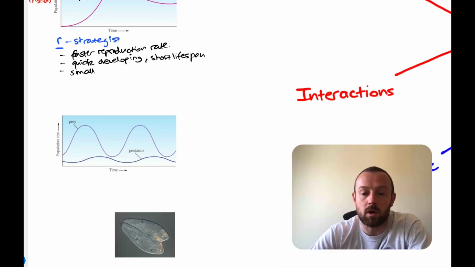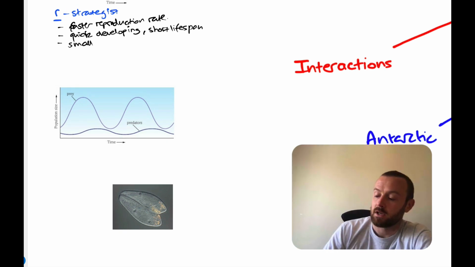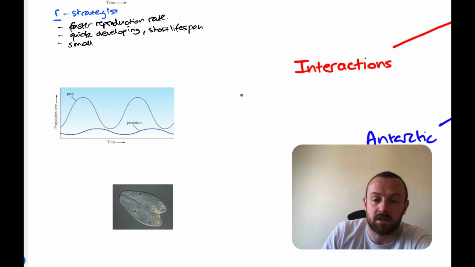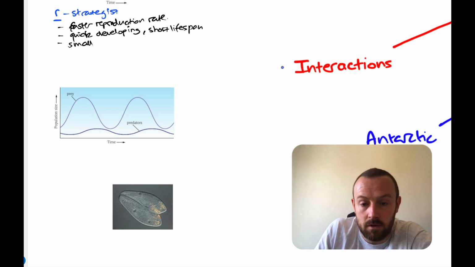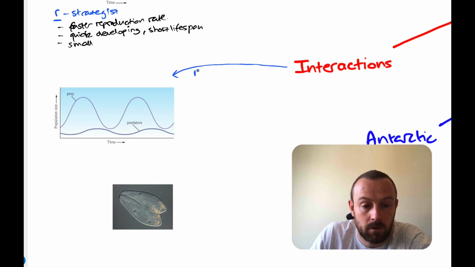Okay, so let's now talk about interactions between different populations. So let's look first at predator-prey cycles. So this is a predator-prey interaction.